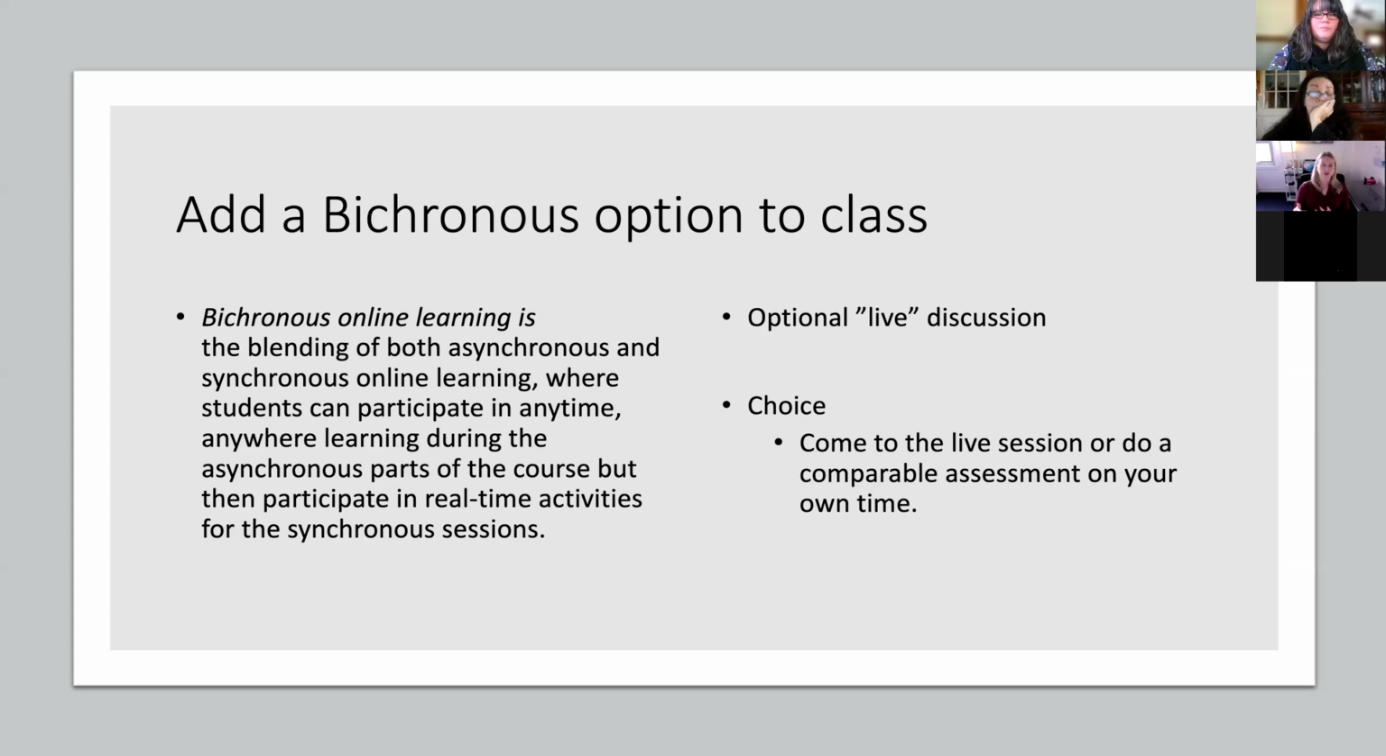You can also have a choice of you come to a live session or you do a comparable assessment on your own time. This works really nice if you're doing some group work or some group interaction where you want to put students in breakout rooms, you want to have them work on some active learning when they're together. But maybe it's more challenging in an asynchronous course, whether with time zones or other obligations. And so a Bichronous model I found to be really, really helpful. Of course, I'm not requiring students to come to this in a remote asynchronous class. I'm providing the option if they want to. And we try to work at a time that works for most students.